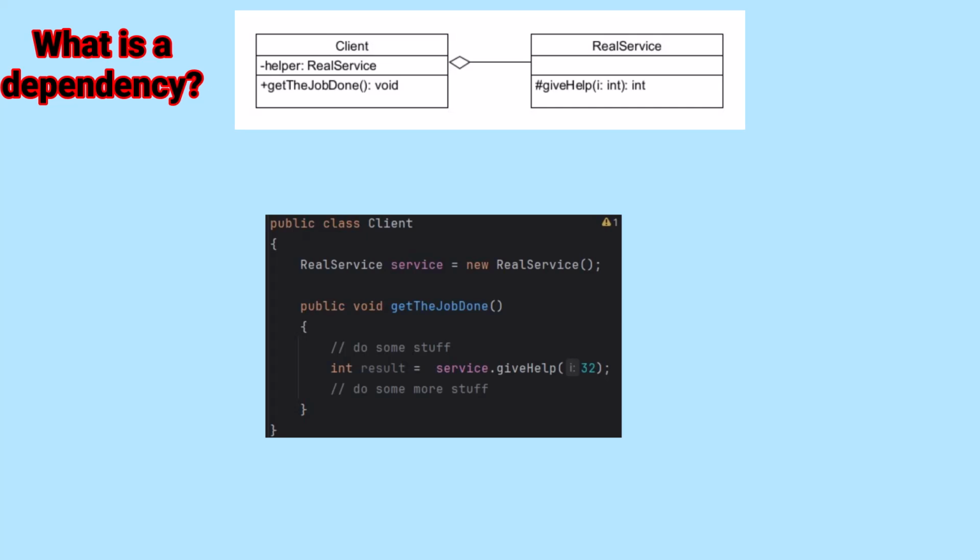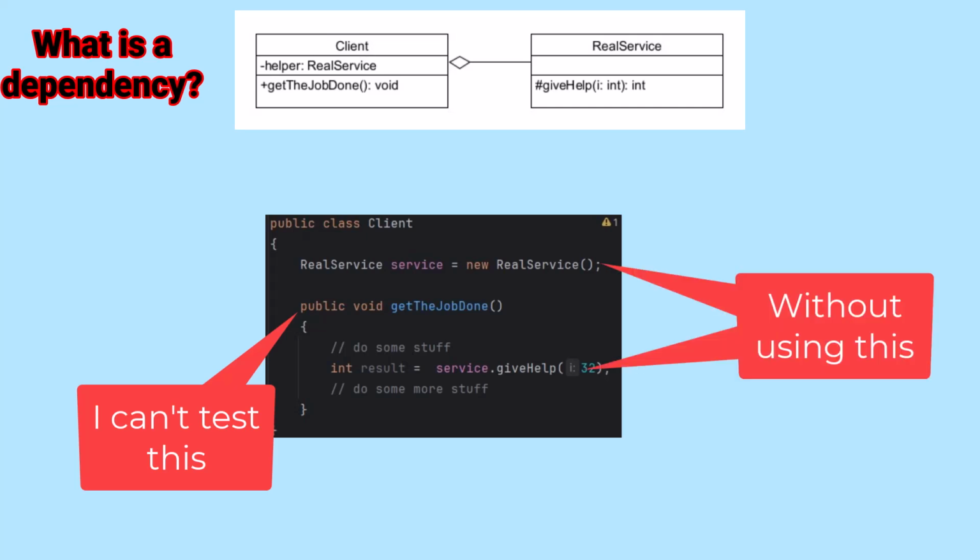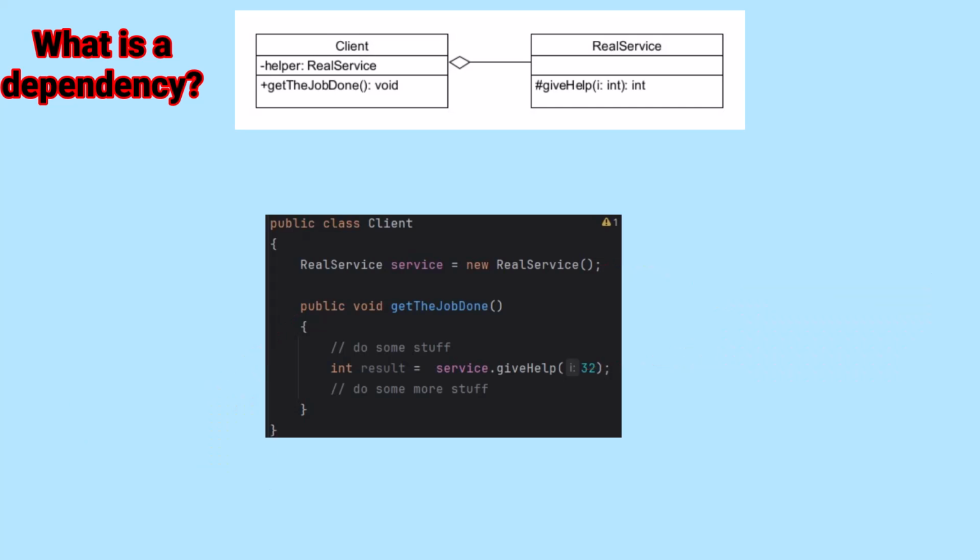Dependencies can be a source of trouble. To me, the most obvious trouble is that I can't test the client without also having real service fully built and fully functional. And if my tests on get the job done fail, I'm not sure if the problem is in the client or in give help in real service. With this design, we have tightly coupled our client with the service. If our requirements change and we need other ways for give help to work, we'd be in trouble.